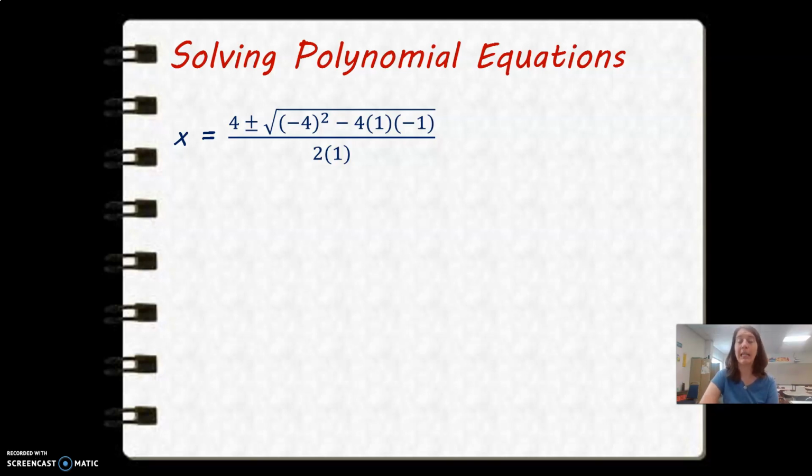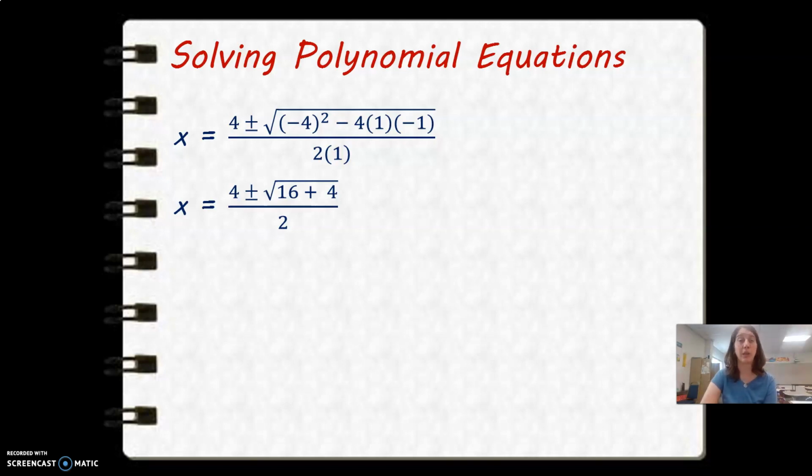Then plus or minus, inside the square root was b squared minus 4ac. So I have (-4) squared minus 4 times the a, which was 1, times our c, -1, and then it was all over 2a. So the a was 1, so 2 times 1. Let's work through the arithmetic. Again, most of it's inside of that square root. So (-4) squared, -4 times -4 is +16.